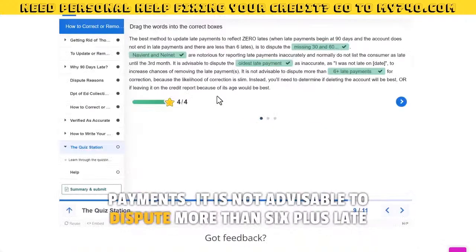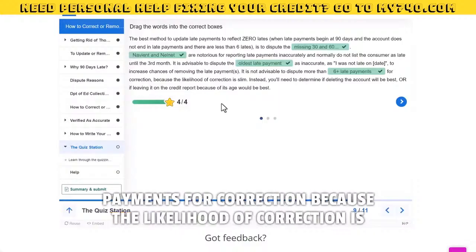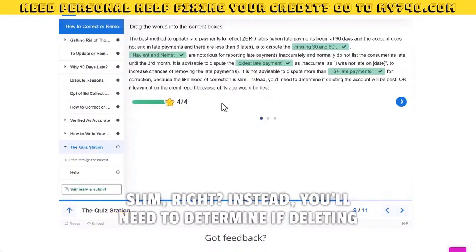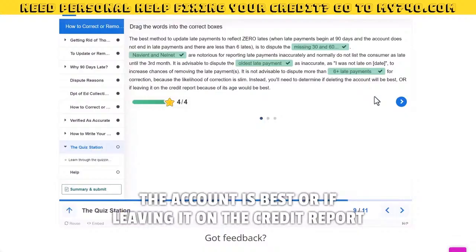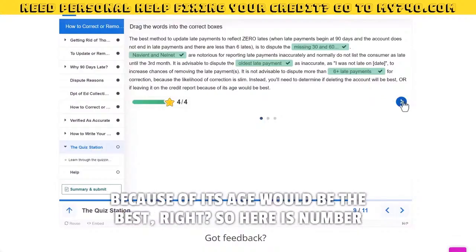It is not advisable to dispute more than 6 late payments for correction because the likelihood is slim. Determine if deleting the account or leaving it on the credit report because of its age would be best.